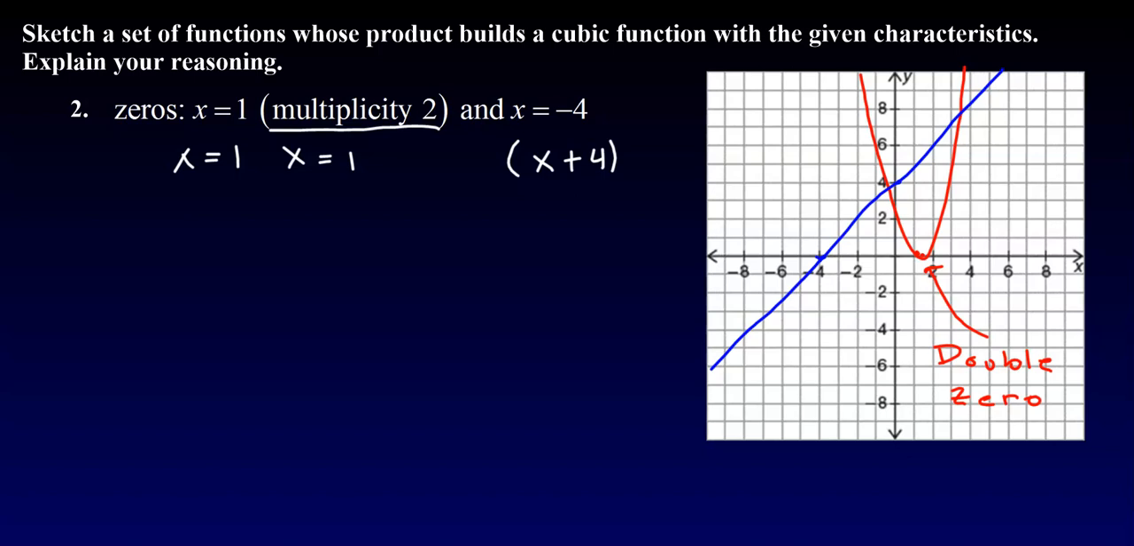So with that, that's how you sketch a set of functions whose product builds a cubic function with the given characteristics. And your reasoning would be like mine there, a double zero, or showing what kind of equation you're using. All right.